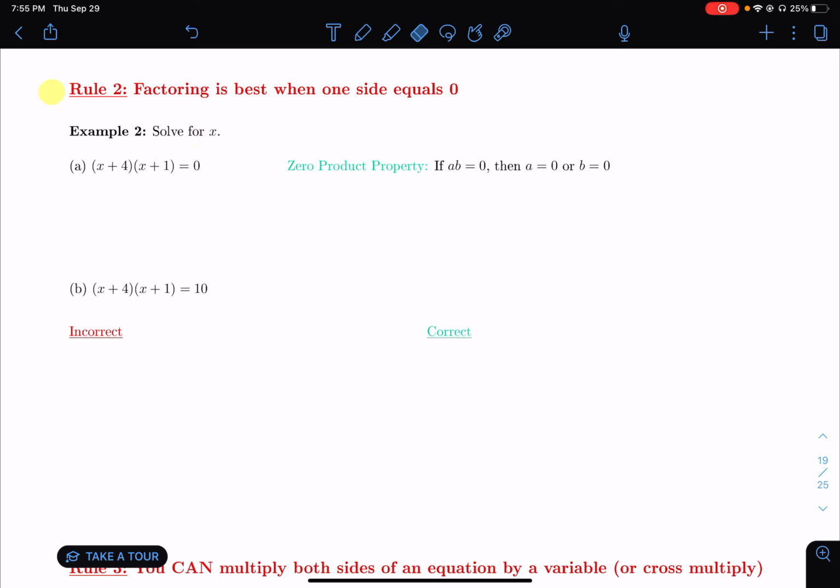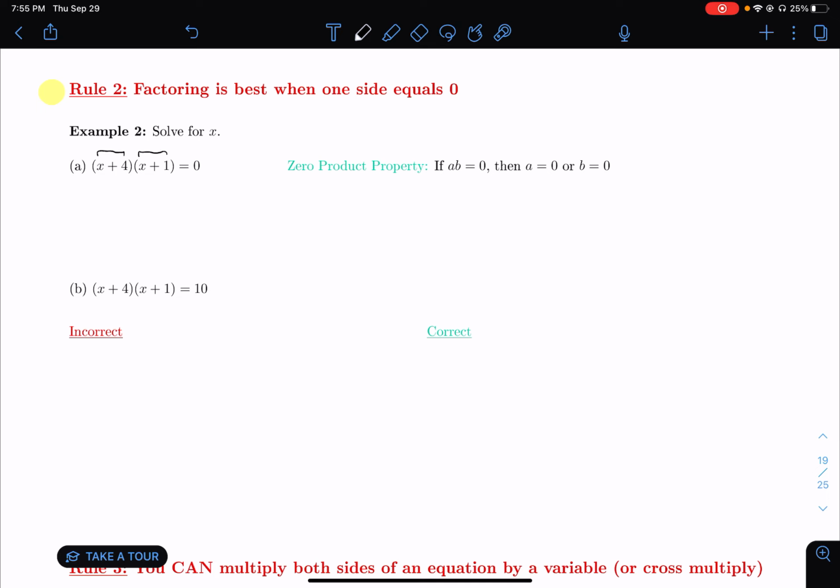The idea for something like this is there's this thing called the zero product property. What that says is if two things multiply to 0, so if A times B equals 0, well, either the first thing, A, equals 0, or the second thing, B, equals 0. So how does this help us here? Well, in our equation, we have two things being multiplied together, the x plus 4 and the x plus 1, equaling 0.